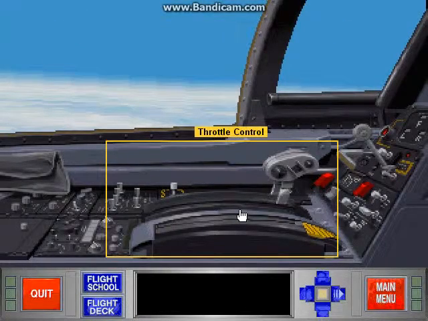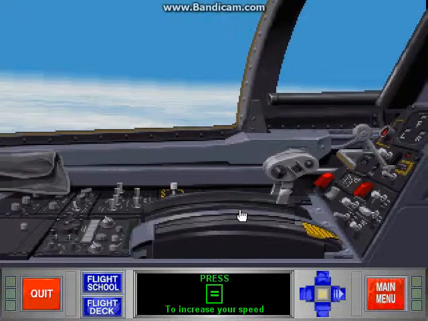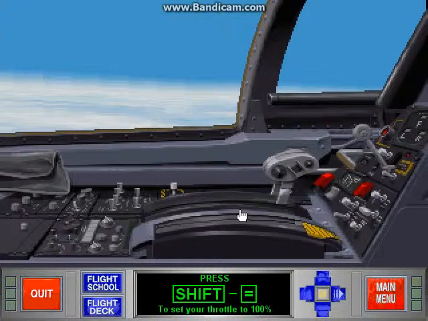The throttle is used to change your speed. Pressing the minus key lowers your speed, and pressing the equal key increases your speed. Pressing Shift Equal sets your throttle at 100%, a setting known as full military power.